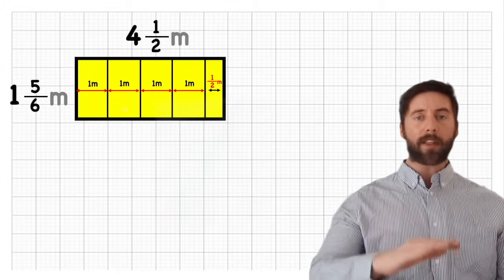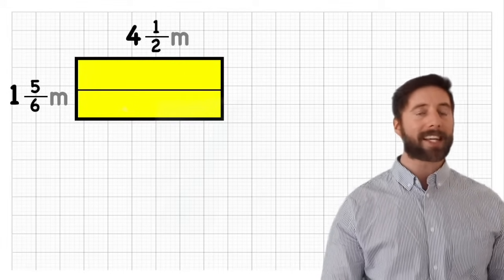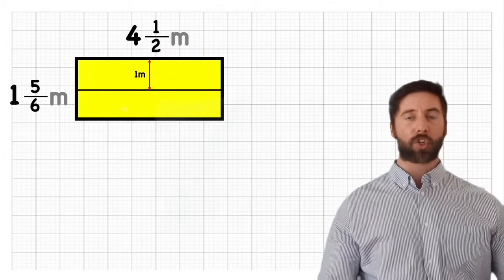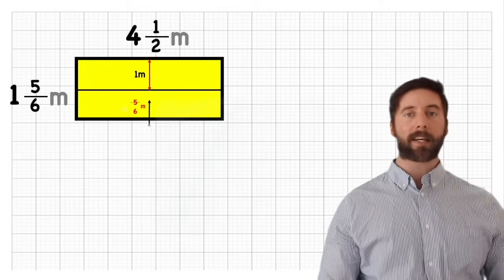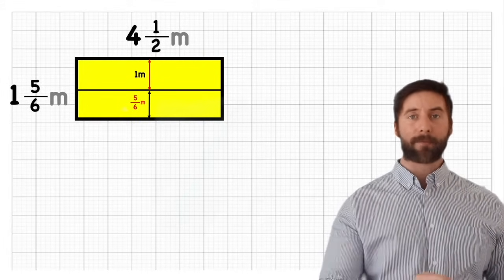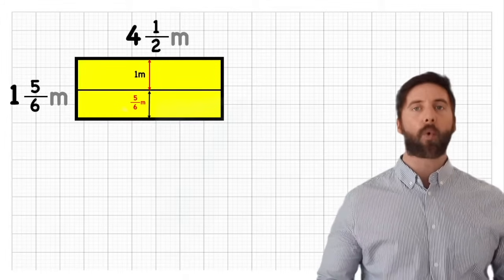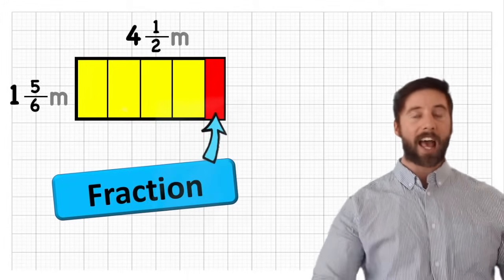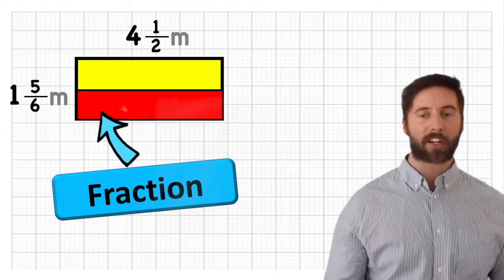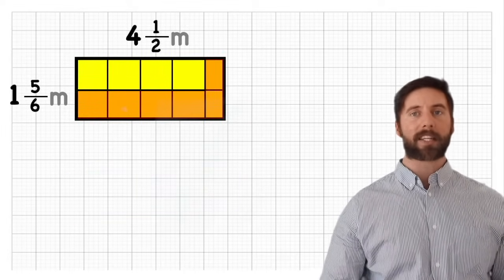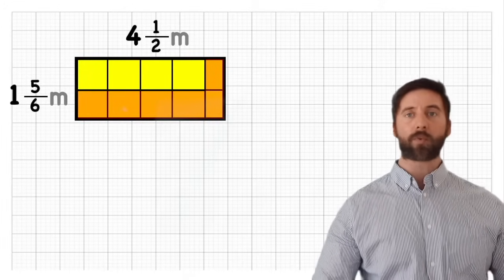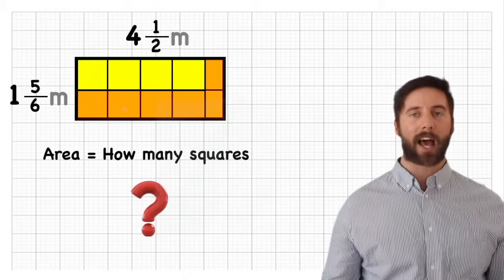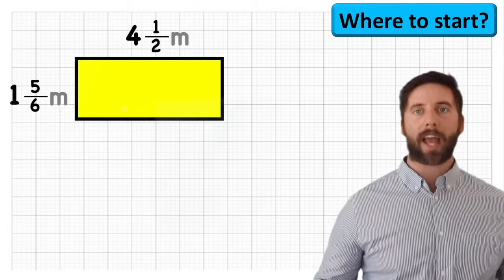And therefore the width of 1 meter and 5/6 of a meter would be split into one row of 1 meter and the last row, which is a measurement of 5/6 of a meter, not quite a meter. So the 1/2 on the end is a fraction, and the 5/6 is another fraction. When we overlay them, we can see our squares. And what we're needing to do is measure how many squares we have. Okay, so where to begin?